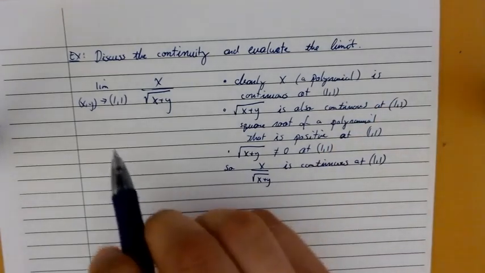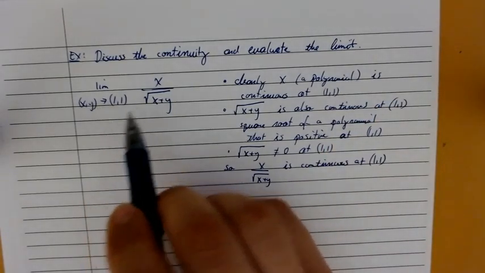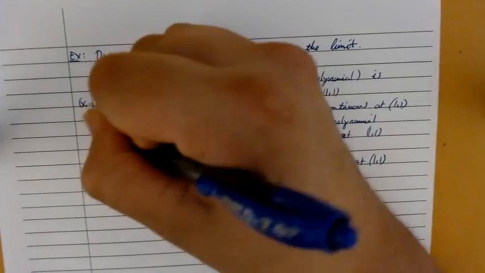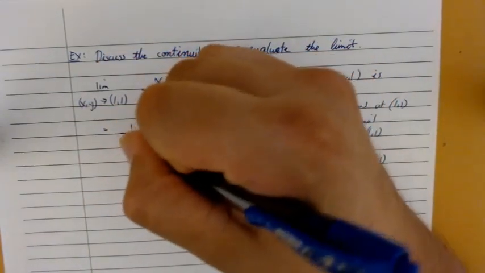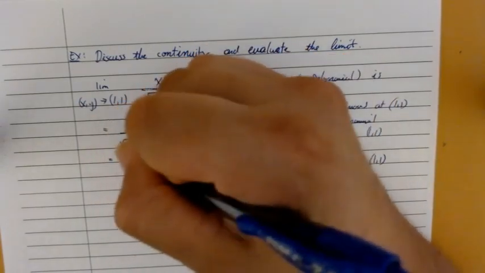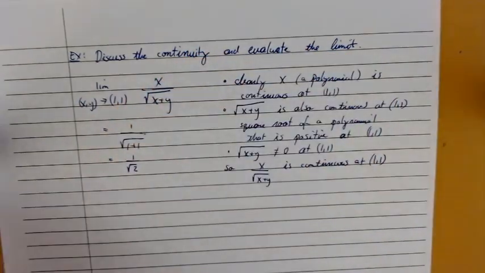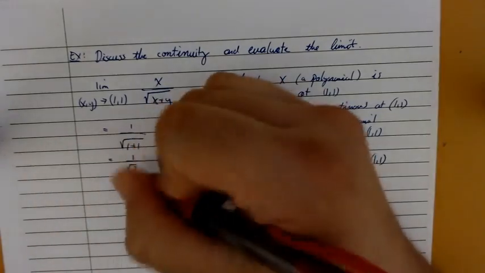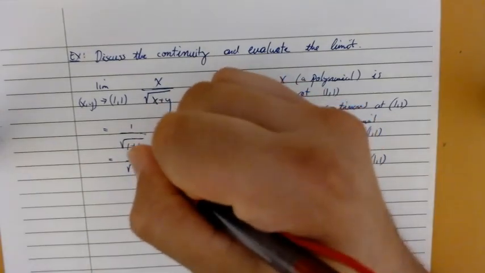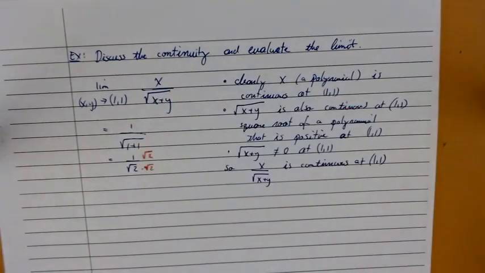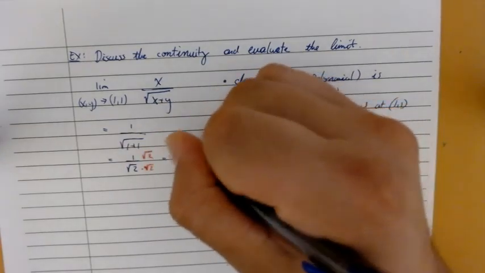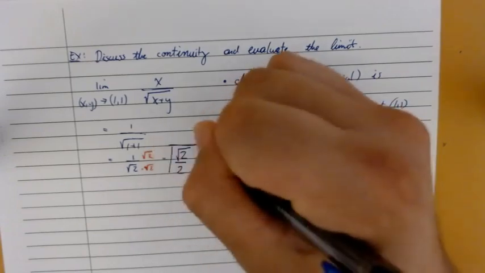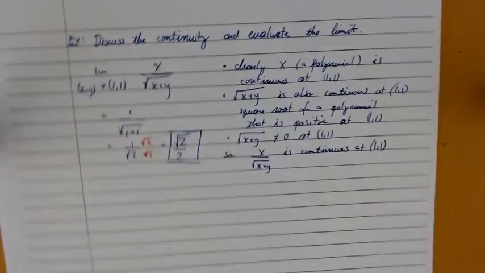But as we learned in the definition, if something is continuous, that means I just plug in the numbers. So here, that limit will equal 1 over the square root of 1 plus 1. In other words, it's equal to 1 over root 2. And because this book likes to rationalize absolutely everything, you'd probably see it as root 2 over 2. And there we go.